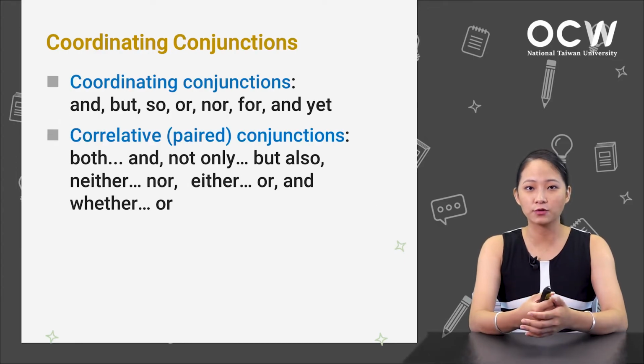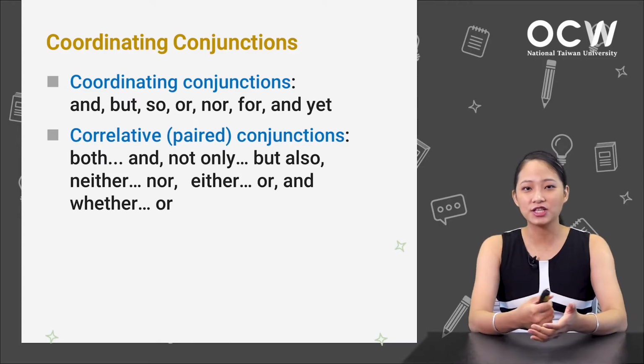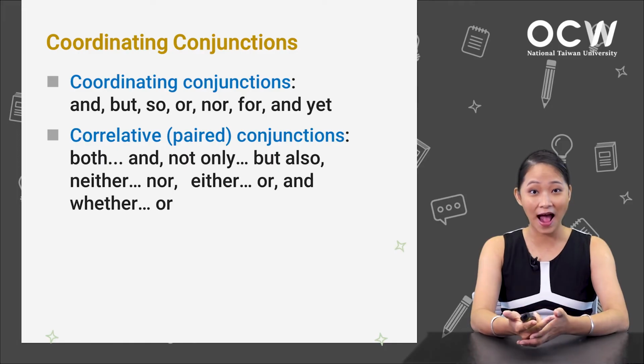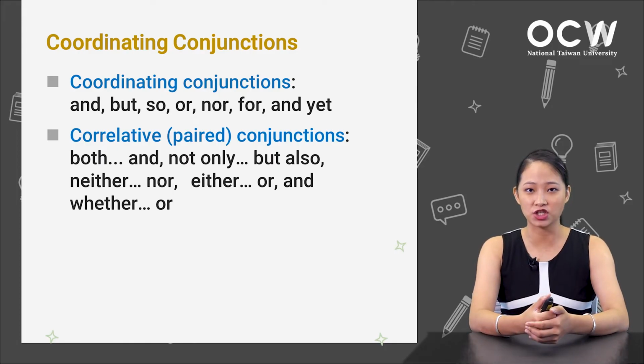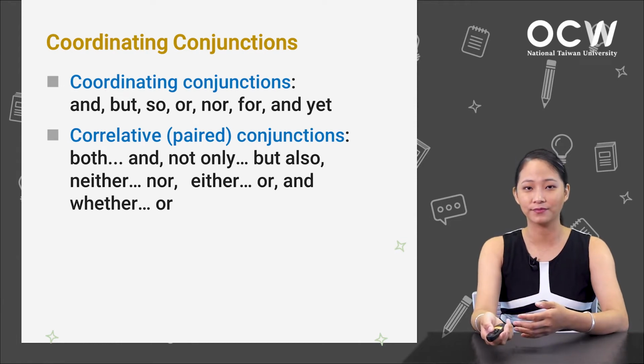So the first grammatical structure we'll be looking at is coordinating conjunctions. Coordinating conjunctions involve common connectors such as and, but, or, as well as correlative conjunctions that are longer, which is something like not only, but also.